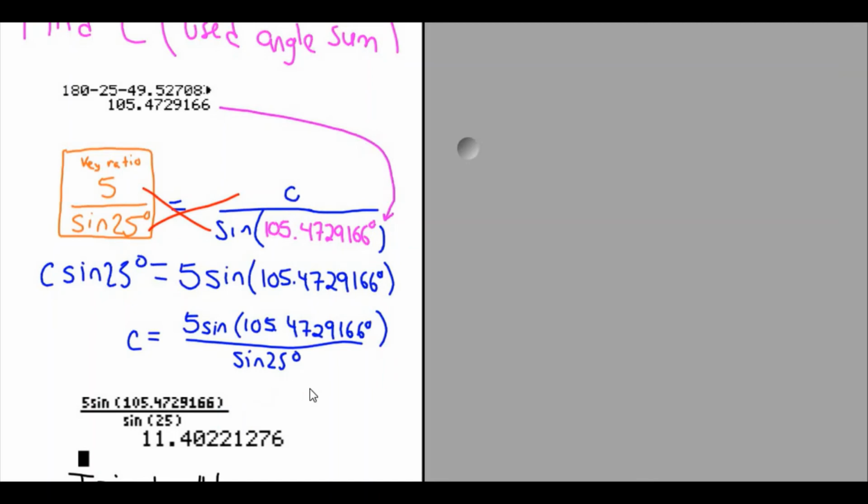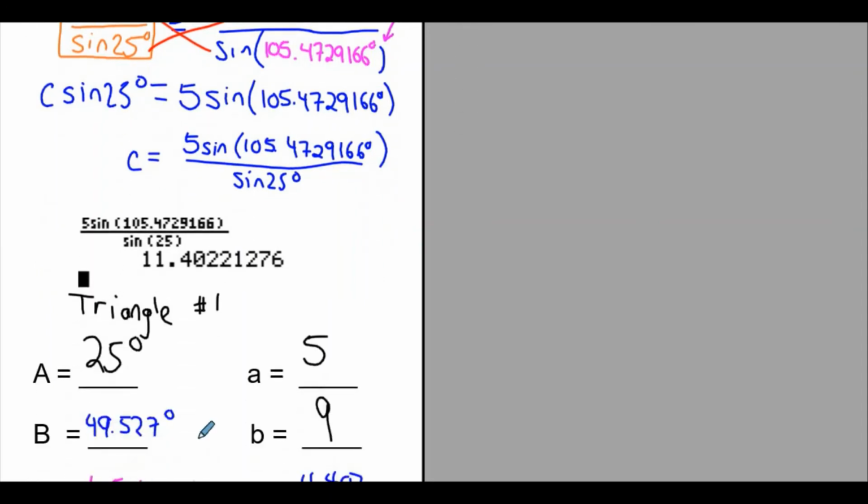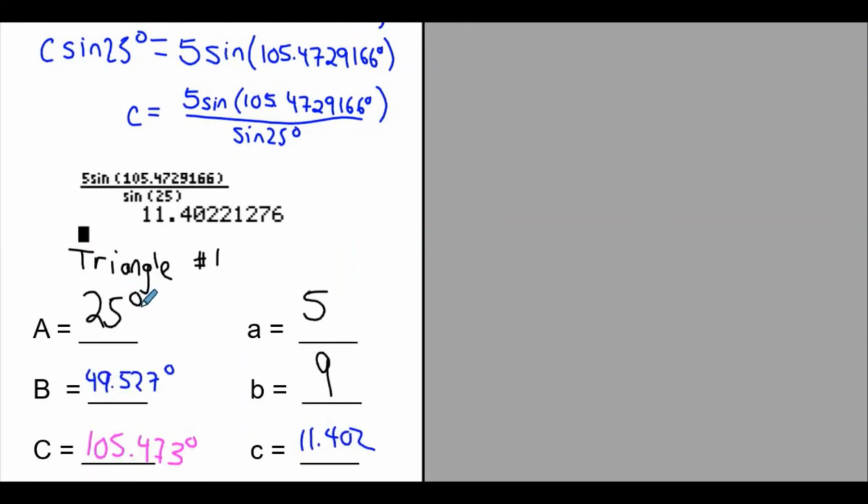So now I just write out what the first triangle is. I was given 25 degrees. That was directly across from the side a, which was 5. I was also given b, 9. I found 49.527 using the law of sines. I then found 105.473 using the Angle Sum Theorem. And then I used that angle right here to find side c with the law of sines. Then I got 11.402. So triangle 1, same boring law of sines stuff that you've always been doing.